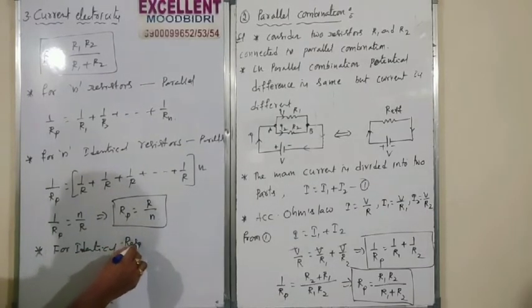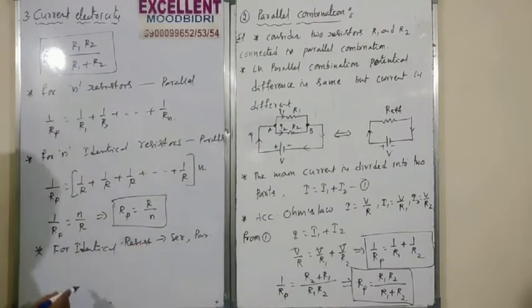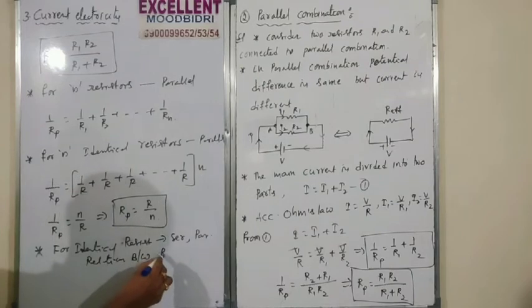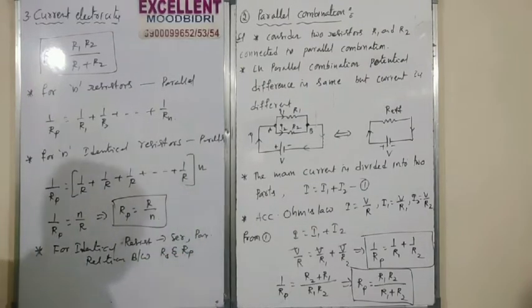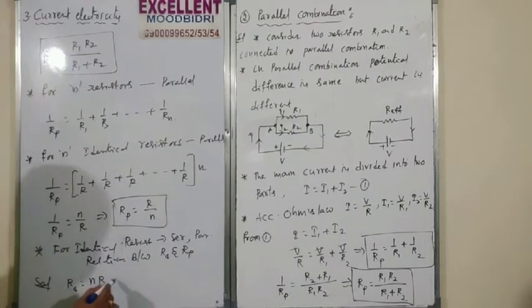For identical resistors, first connected in series combination, and again in parallel combination, what is the relation between Rs and Rp? You know the Rs formula. What is Rs? N into R. What is Rp? R by N. So now I will do Rs by Rp.